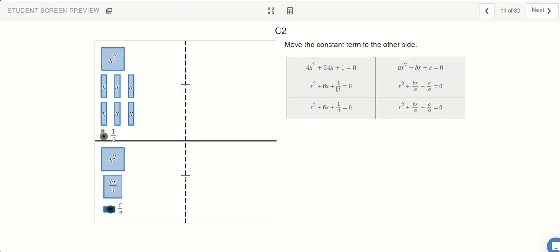Next, we're going to move this constant to the other side. So 1/4 is now over here. And again, the constant here is the c part, so we're going to move that to the other side. So here we have it.